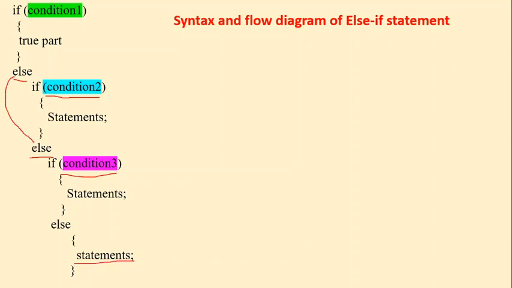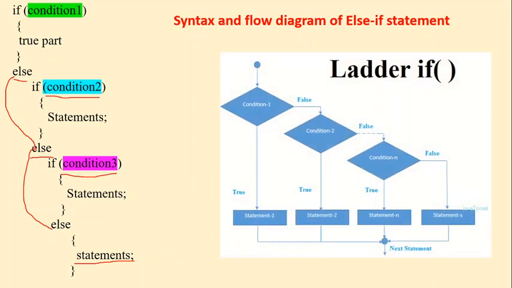It looks like a ladder. So one step after another step. So that's why it is also known as ladder if statement. If else if is also known as ladder if statement. Consider the flow diagram for ladder if. You see condition 1. If the condition 1 is false, it is checking condition 2. If the condition 2 is also false, then it is checking condition 3 and so on. So we call it as ladder if. It looks like a ladder, step by step it is checking. Ladder if is also known as if else if.